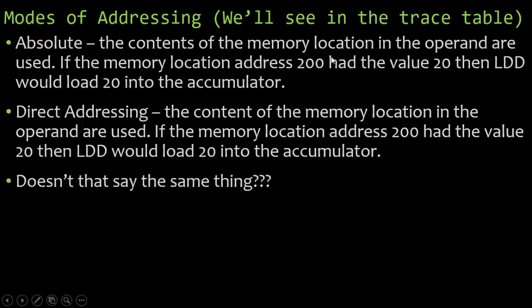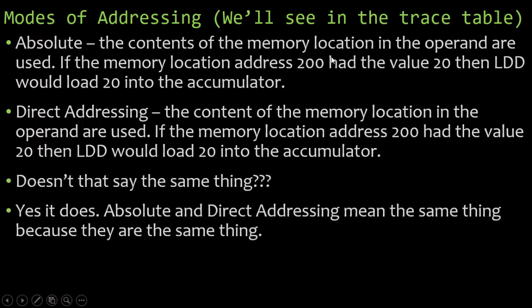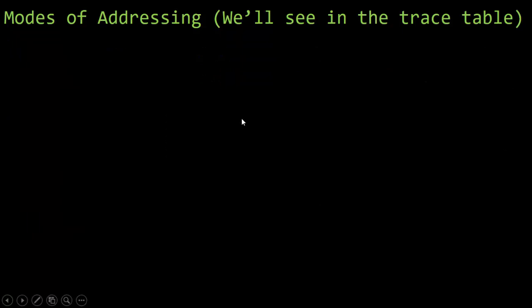So doesn't that say the same thing? Well, yeah, it does. Absolute and direct addressing mean the same thing because they are the same thing. So if you're like, oh my God, what's the difference? There isn't a difference. They are the same thing. Sometimes they talk about absolute addressing. Sometimes they talk about direct addressing. You just need to remember that they are the same thing.